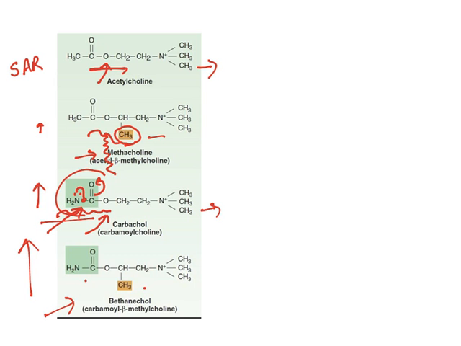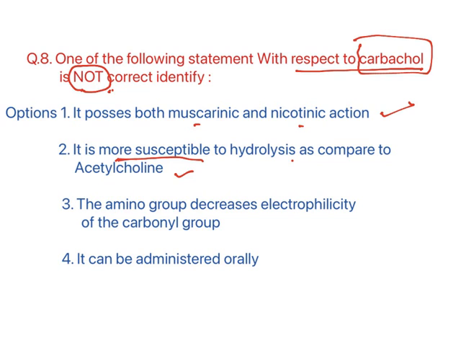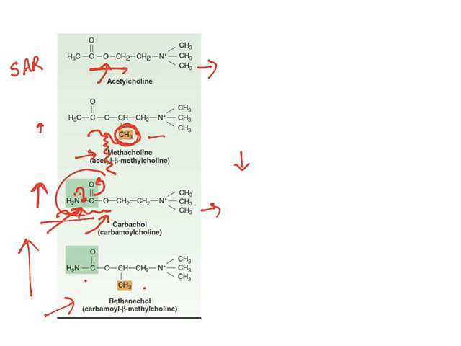Look at them. See, we made these alterations to increase duration of action. That means less susceptible to hydrolysis. But what it says is more susceptible. No, this is not correct. Next one, the amino group decreases electrophilicity of the carbonyl group. This is true. This amine group is reducing the electrophilicity of this carbonyl group because of this resonance stabilization. That is what is increasing its duration of action.